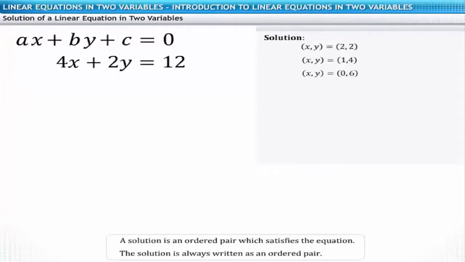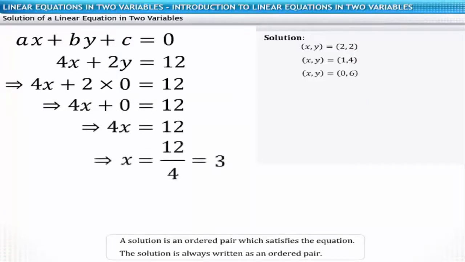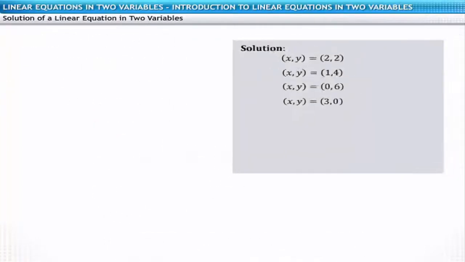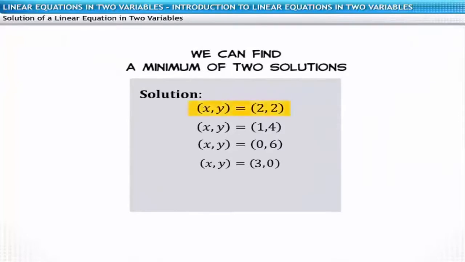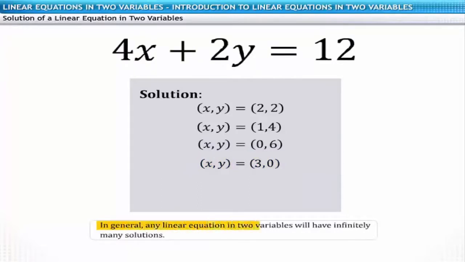We can try it out with y substituted as 0. Let's see how the calculation is done. Now you can say that the ordered pair 3, 0 is another solution for the equation. Now the solutions of the equation are listed. In general, any linear equation in two variables will have infinitely many solutions.